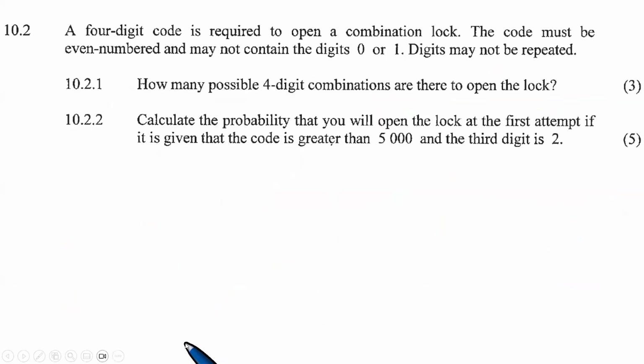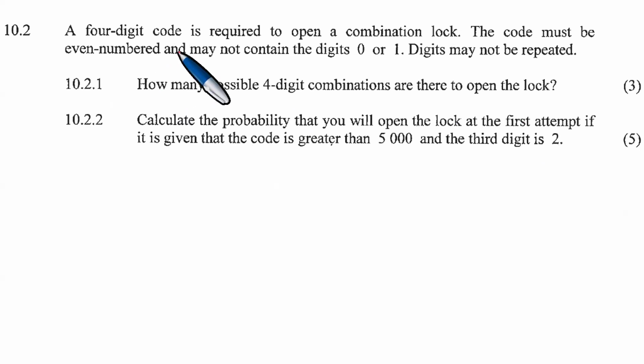Okay, the next question is about a code. A 4-digit code is required to open a combination lock. The code must be even numbered and may not contain the digits 0 or 1. Digits may not be repeated. How many possible 4-digit combinations are there to open the lock? Who wants to try this one?